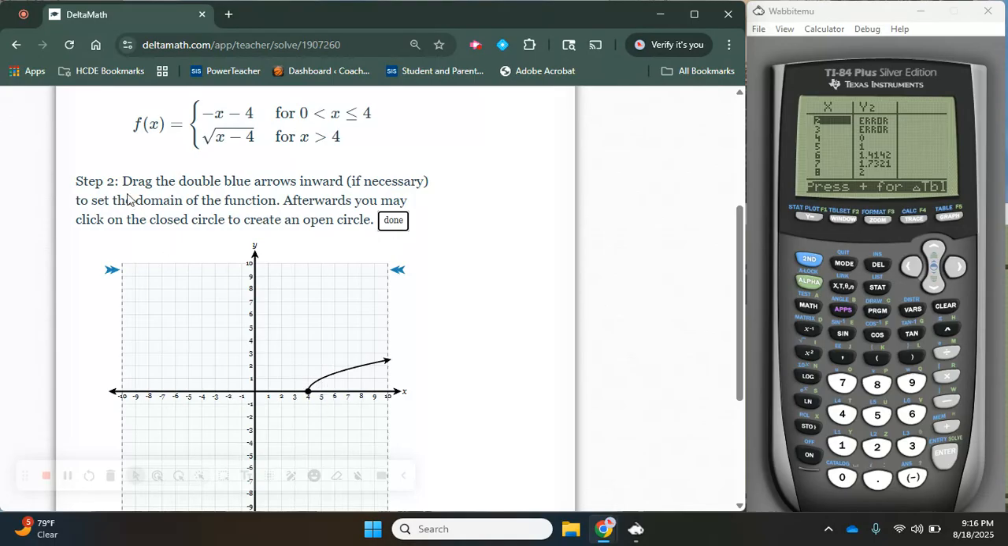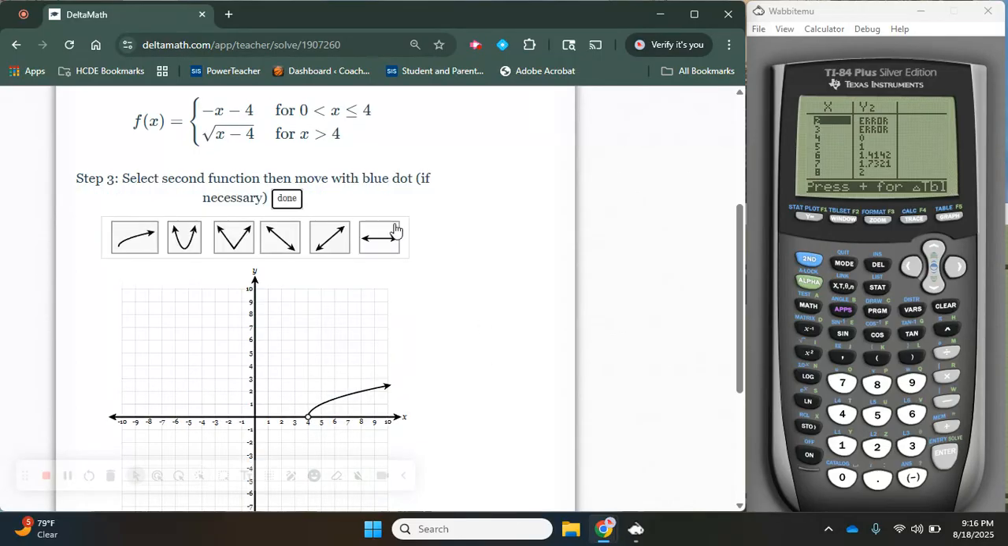Now, notice this. It says drag the blue arrow inward if necessary to set the domain. Well, our domain is only values that are greater than 4. I almost went too far. Make sure you don't do that. So we go there. But since it does not have an equal sign, I need to change this to an open circle, because negative 4, 0 is not part of the solution. So that's one piece of our piecewise function. I'm going to turn off the equal sign for that thing.